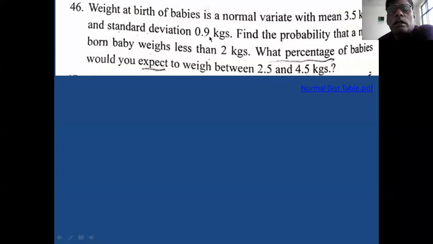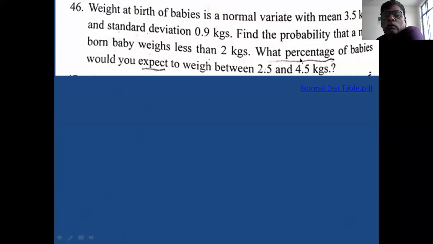And the first question they asked: find the probability that a newly born baby's weight is less than 2 kg. So the probability of X is less than 2 kg. You have to solve the question.